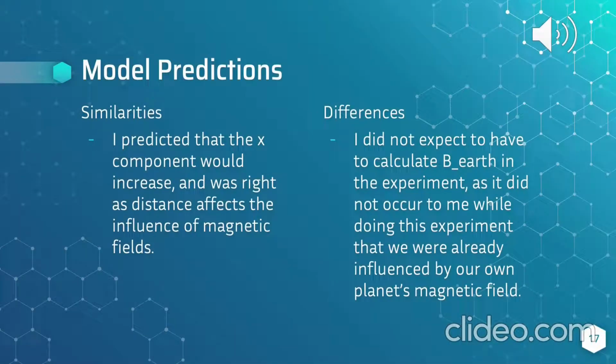While I was correct in my prediction that the x component would increase as distance decreases, since distance is a known factor in both equations, I did not expect to have so many outside factors impacting the experiment. For example, the magnetic fields of a nearby Alexa device or a desktop, or even the Earth's magnetic field itself. There were a lot of different outside factors that could have played a part in skewing or affecting the magnetic fields measured in this experiment.